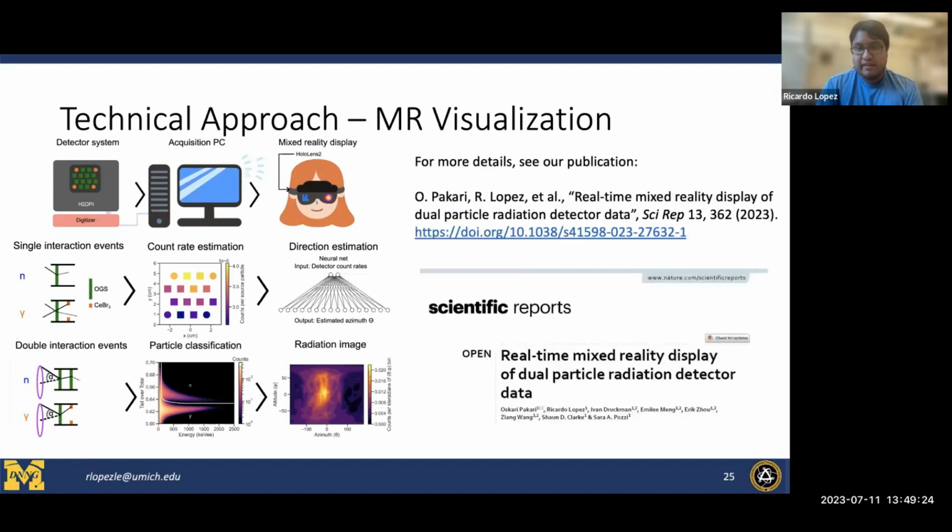And to demonstrate this, or before that, I basically glossed over this at a very high level, but if you're interested in more details about this particular application of using that imaging technique in combination with mixed reality, we have a paper available that you guys are free to take a look at on Scientific Reports. It's open access, so there shouldn't be any paywalls to access it.